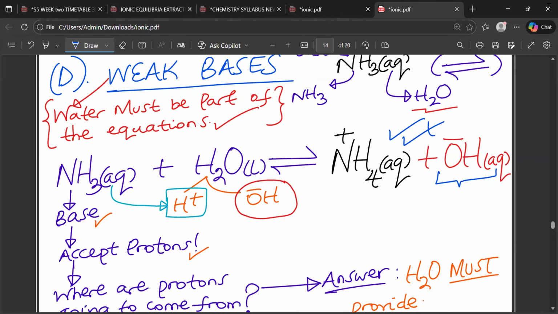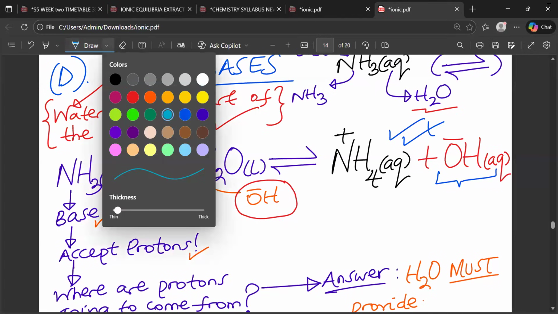Split the sodium ion, hydroxide ion, the other side, you're done. But when you come to these weak ones, the way they look, they don't have O anywhere. So it's like they cannot even produce the hydroxide. So water must be part of the equations. And when water comes in, it splits into two. The proton, which the base must accept, and the hydroxide ion, which must be what? Released.